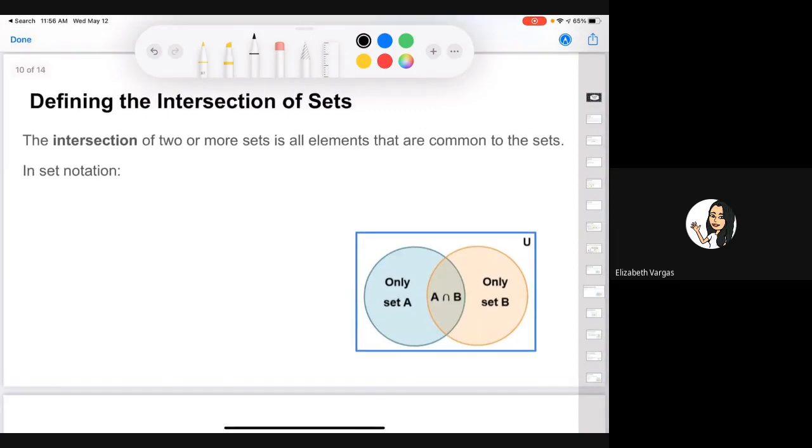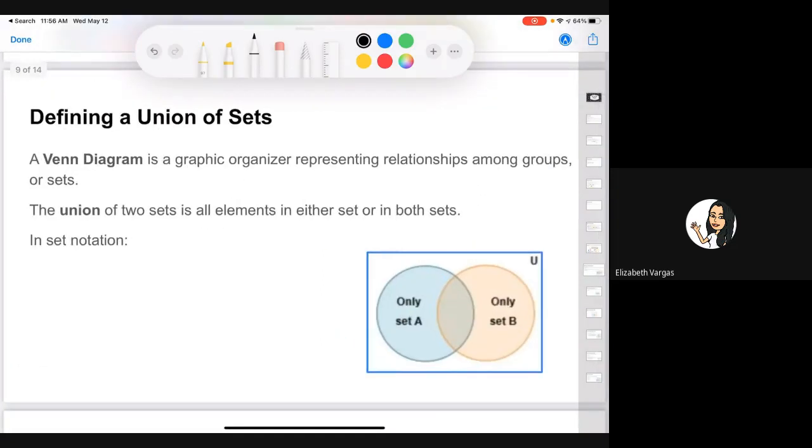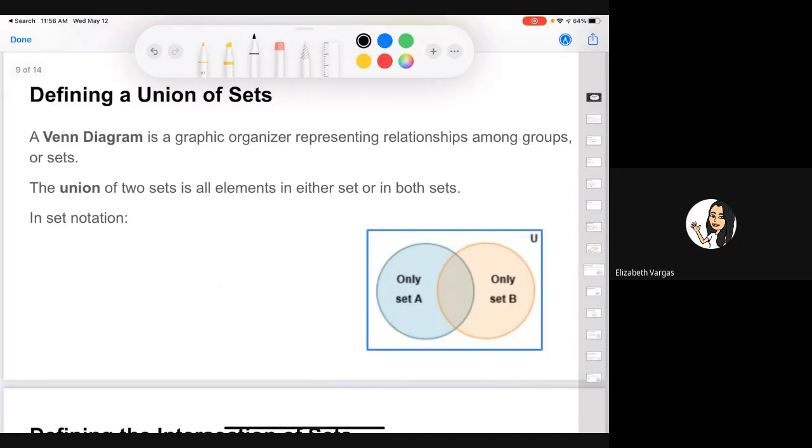We can also represent sets in Venn diagrams like you see here. A Venn diagram is basically just a graphic organizer representing the relationships among groups of sets. So we can represent our sets like we saw before as these sentences and then use these symbols to represent the relationships between these sets. Or we can use a Venn diagram to represent the relationships between these sets.